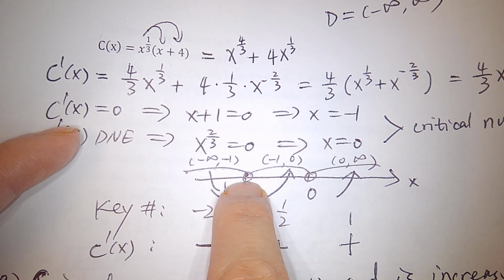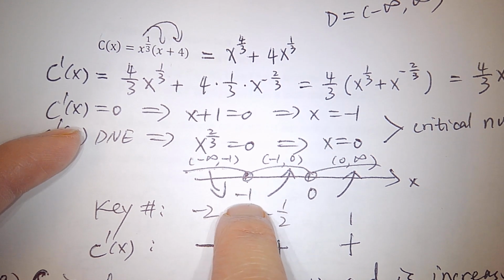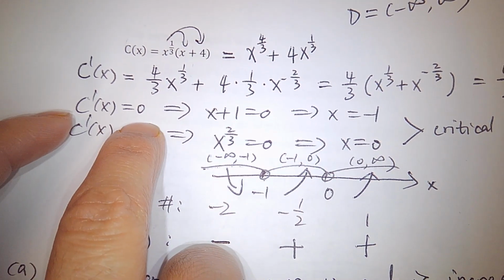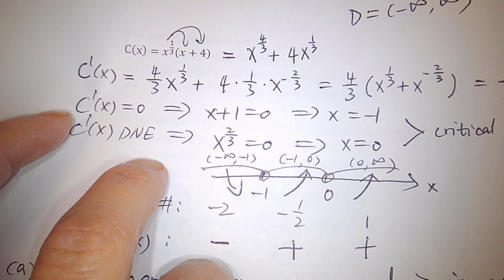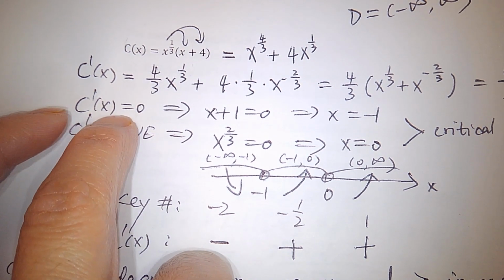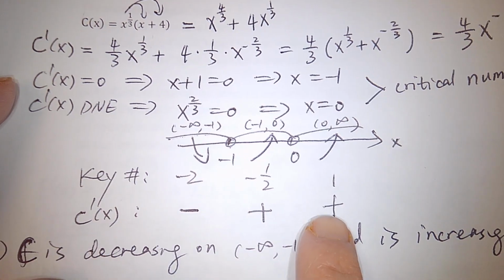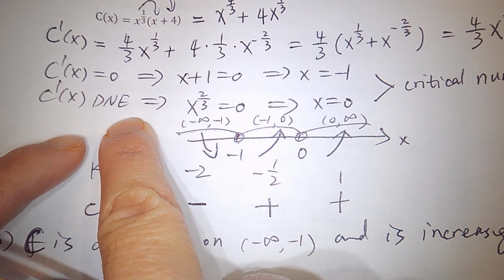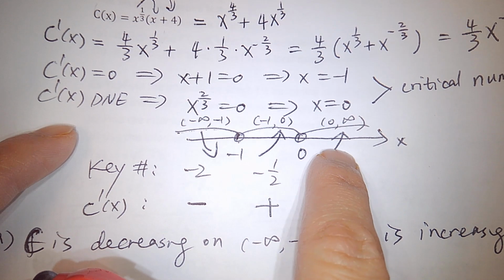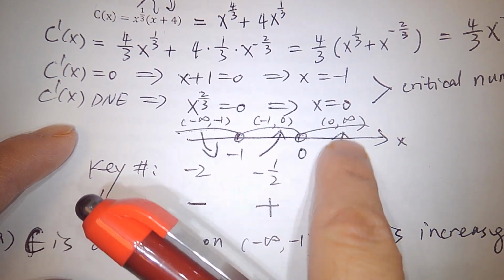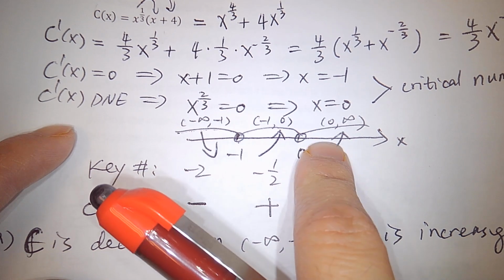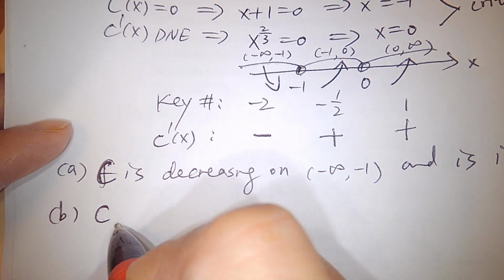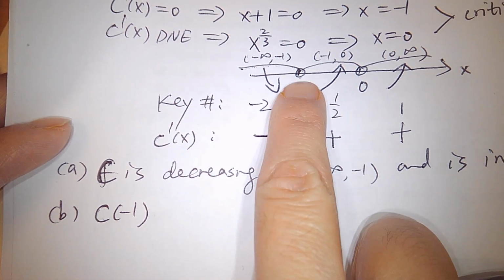We have a local minimum when x equals what? Negative 1. When x equals negative 1, c prime of x equals 0, which means we have a horizontal line, right? The slope of the tangent line is 0. However, we cannot say that when x equals 0. If x equals 0, c prime of x does not exist. And there's no change of signs when x is less than 0 and greater than 0, so there's no maximum or minimum when x equals 0. But C of negative 1 will be a local minimum, okay?